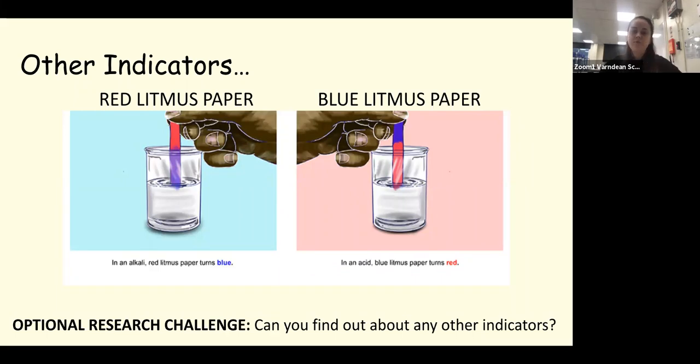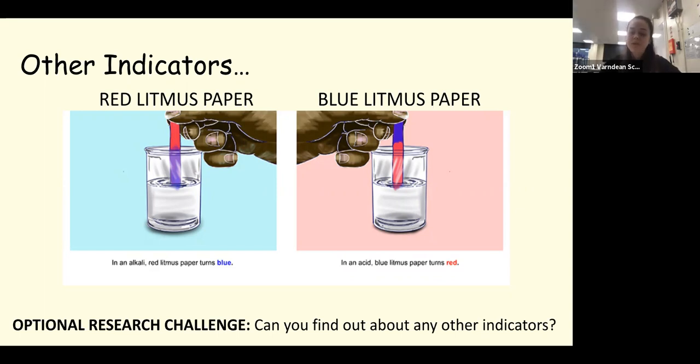So if we were to use red litmus paper and we pop it in an alkali, it will turn blue. If we put it into an acid, it wouldn't change. Blue litmus paper, if we pop it into an acid, it will turn red. That is telling us that that liquid is acidic. If we pop it into an alkali, it wouldn't change colour.